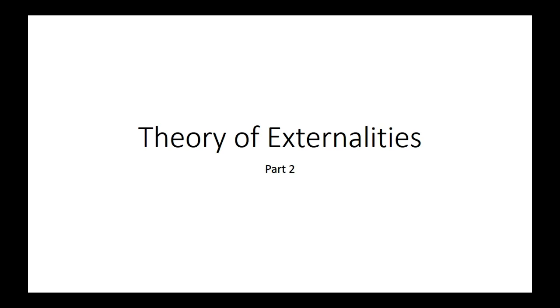All right, gang, so we're going to continue talking about our theory of externalities. We introduced it in the last lecture, so at this point you should understand the idea of what an externality is. You should be able to identify an external cost or an external benefit. We talked about market failure. When the market fails to be efficient, it fails to generate the socially optimal result.